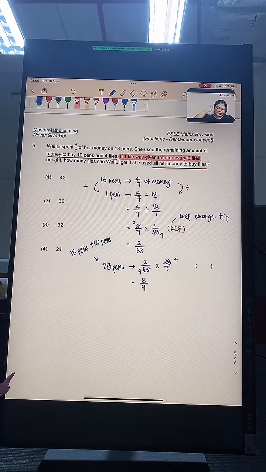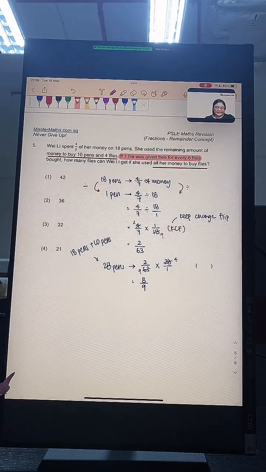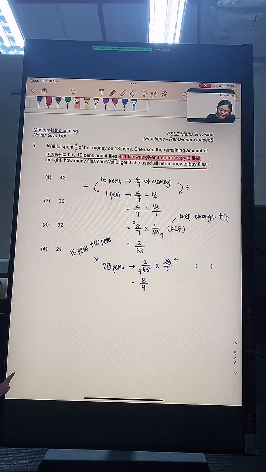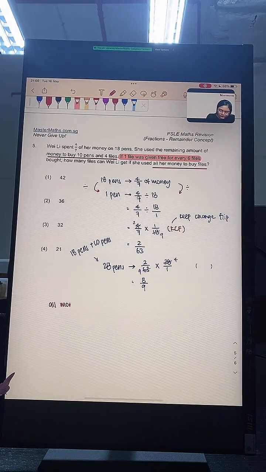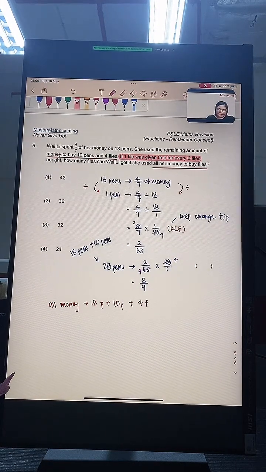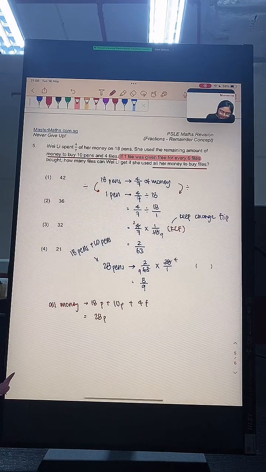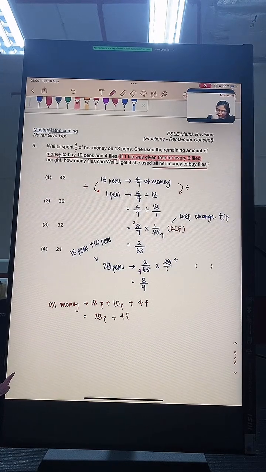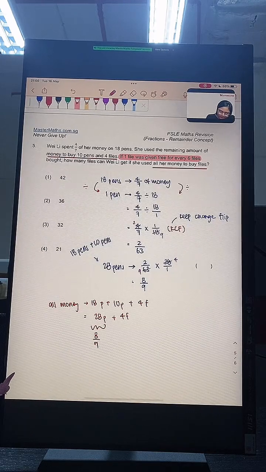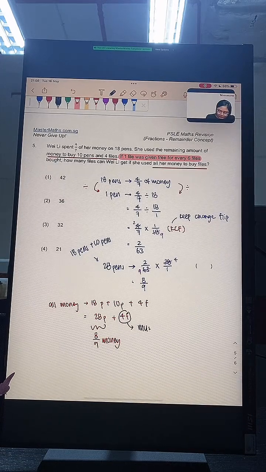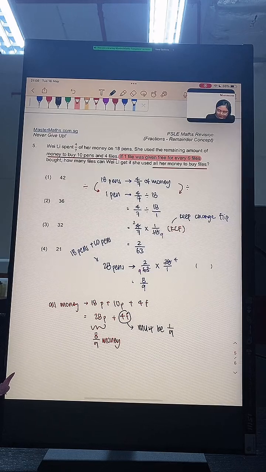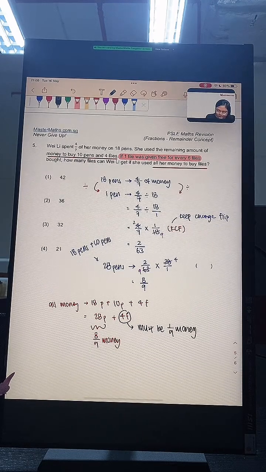So, how does this help us? Let me write it down for you. All of her money, she spent on 18 pens, plus 10 pens, plus 4 files, right? Which is the same as 28 pens plus 4 files. And we know that 28 pens is 8 out of 9 of her money. Therefore, 4 files must be 1 out of 9 of her money. Can we follow?